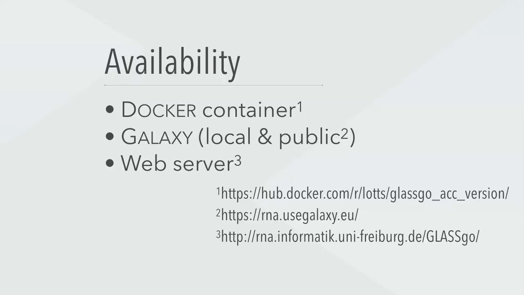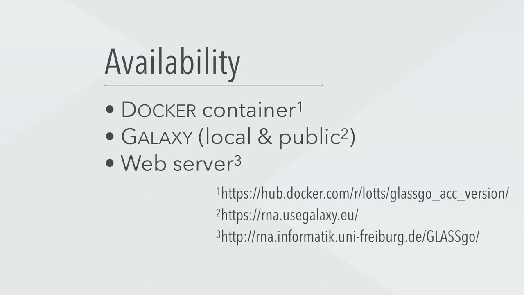GLASSgo can be used in different ways. The integration of GLASSgo into Galaxy is based on a Docker container. Therefore, we provide GLASSgo together with all its dependencies as a Docker container and distribute it through DockerHub. This Docker container then can also be used for command line analysis or for the integration into custom analysis pipelines. We will talk about this approach.